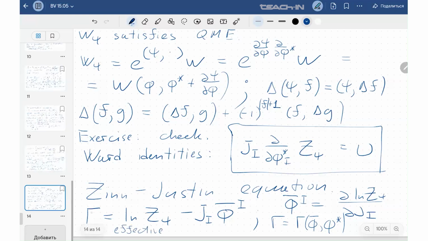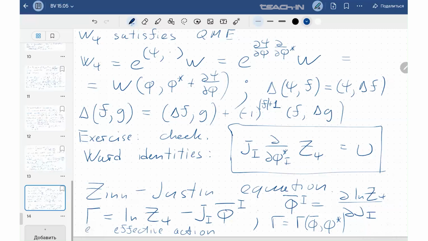In field theory, this gamma is not a local action. It's a quantum object, and it contains non-local terms which encode correlation functions. Effective action.